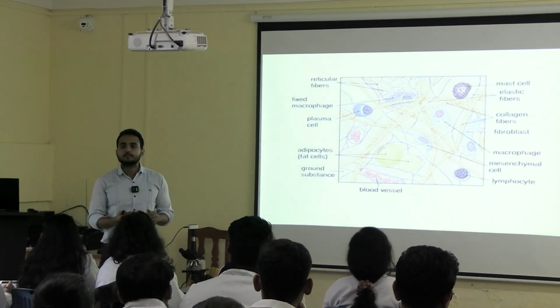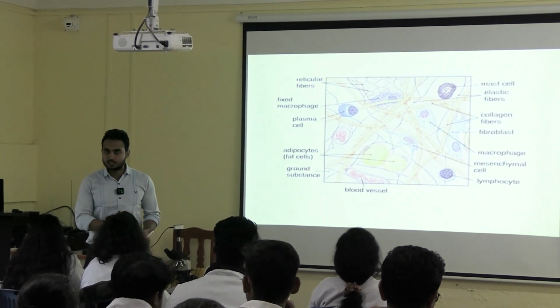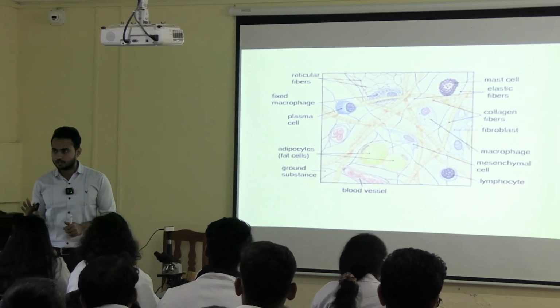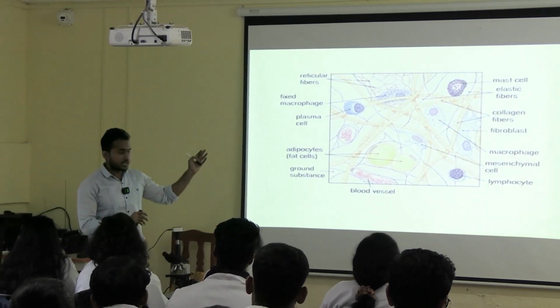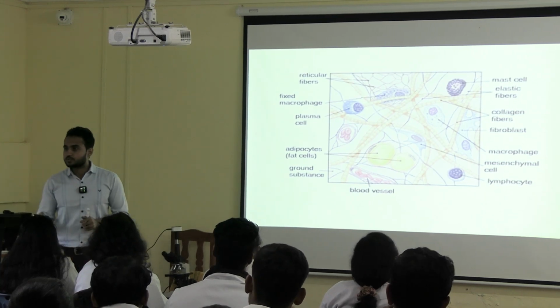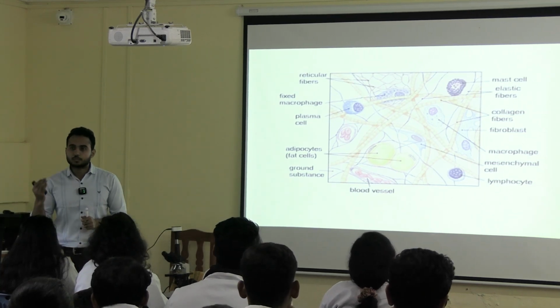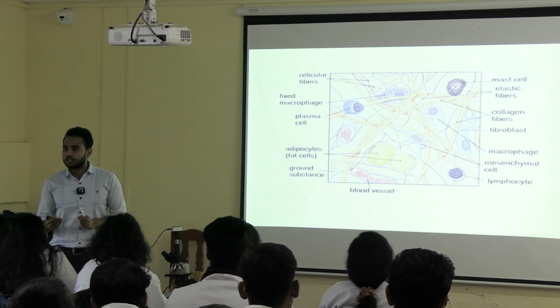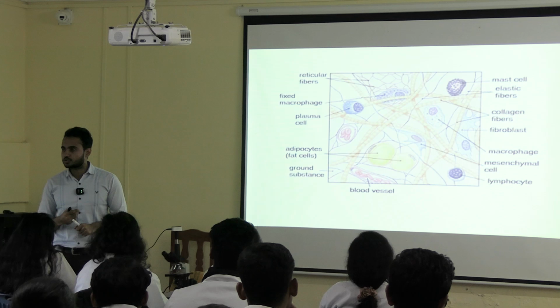So first we'll see what are the cells present in the connective tissue, what are the functions of those cells, in brief, not in detail. Next, these fibers. Three types of fibers are there. Now, what are the properties of these fibers? How do they appear under the microscope? What are the important functions of those fibers?